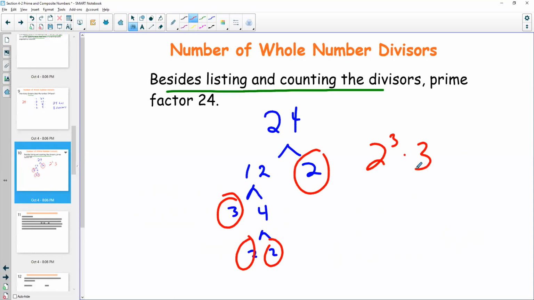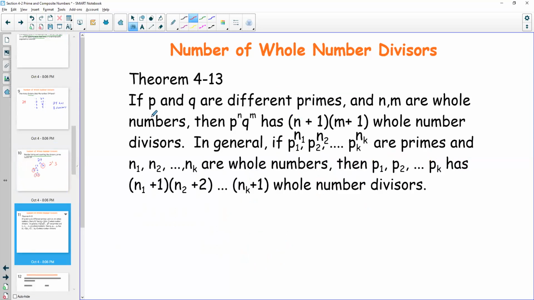Okay, great. Well, there's this rule, and it says if P and Q are different primes and N and M are whole numbers, then P to the N times Q to the M, okay? And we just wrote something like that, didn't we? 2 to the 3rd, 3 to the 1st. That represents 24. That's the prime factorization of 24. Then P to the N, Q to the M has N plus 1 times M plus 1 whole number divisors.